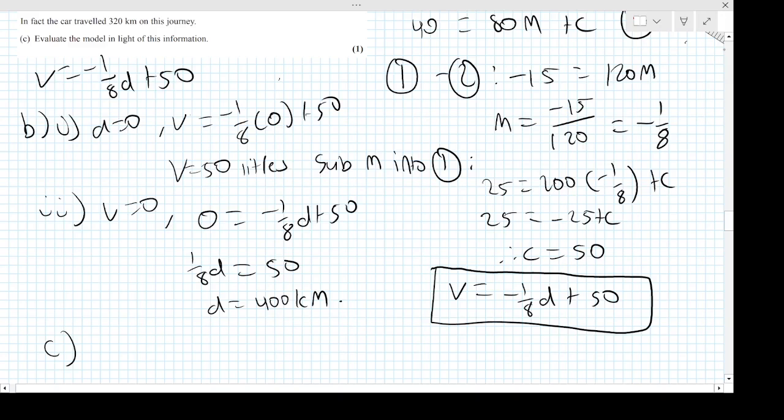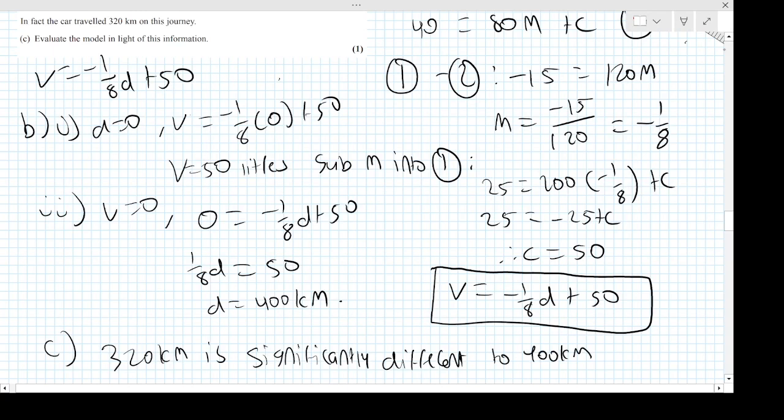So 320 kilometers is quite significantly different to 400 kilometers, right? To put that in context, 320 divided by 400 is 80%. So actually, the model is off by 20%. Now that's actually fairly rubbish.